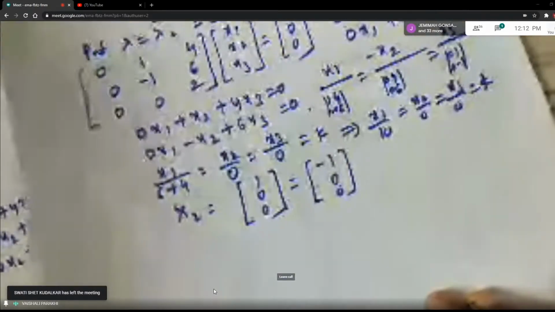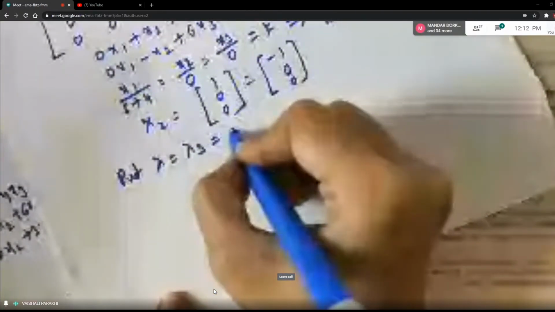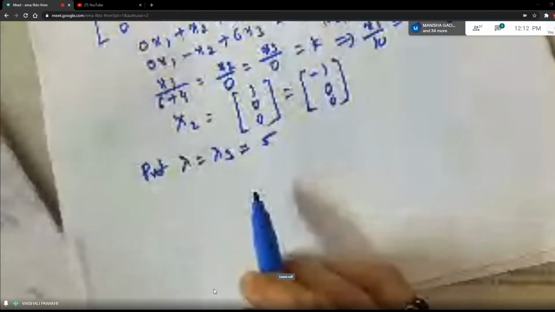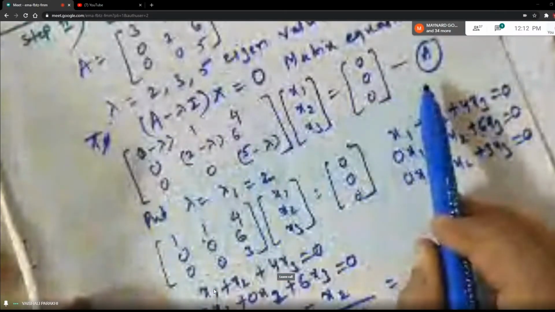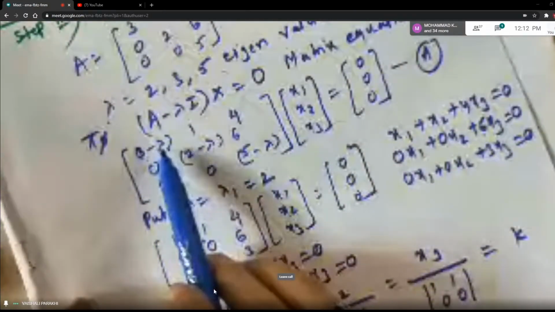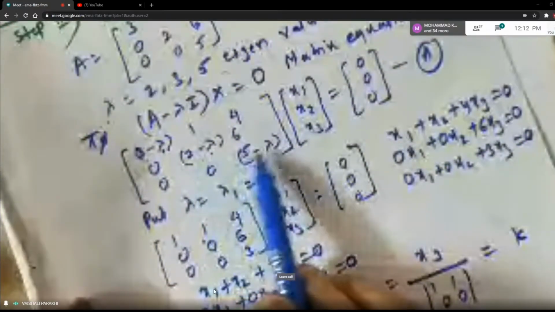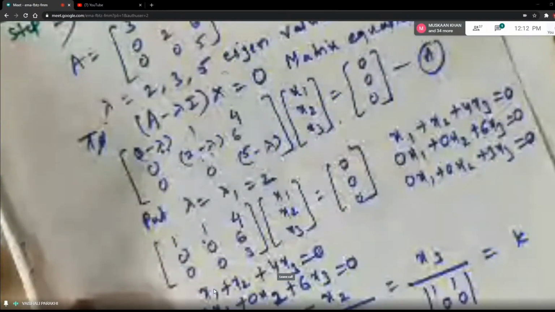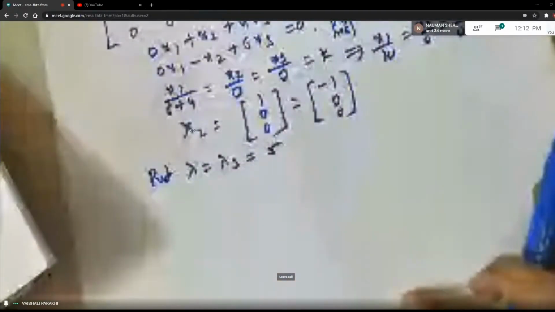Done with the second eigenvector? Now one more is remaining, that is the third eigenvector. To find the third eigenvector, put lambda equal to lambda 3, and what is the third eigenvalue, students? 5, right? Now this is your matrix equation A. In this matrix equation A, you are going to put lambda equal to 5. So 3 minus 5 is minus 2, 2 minus 5 is minus 3, and 5 minus 5 will be 0. All other elements will remain the same. So you are only replacing lambda by 5 in equation A. And now see what you get.